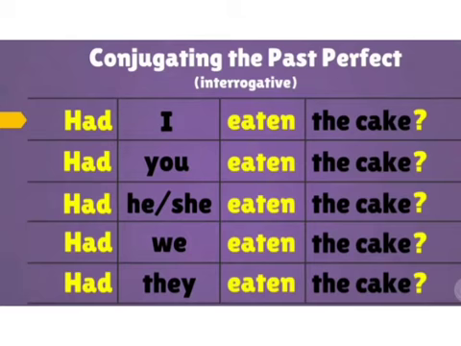Had I eaten the cake? Had you eaten the cake? Had he eaten the cake? Or had she eaten the cake? The next one is, had we eaten the cake? And the last one is, had they eaten the cake? This is how you have to form all the past perfect interrogative sentences. Yes, I hope you have understood this better.